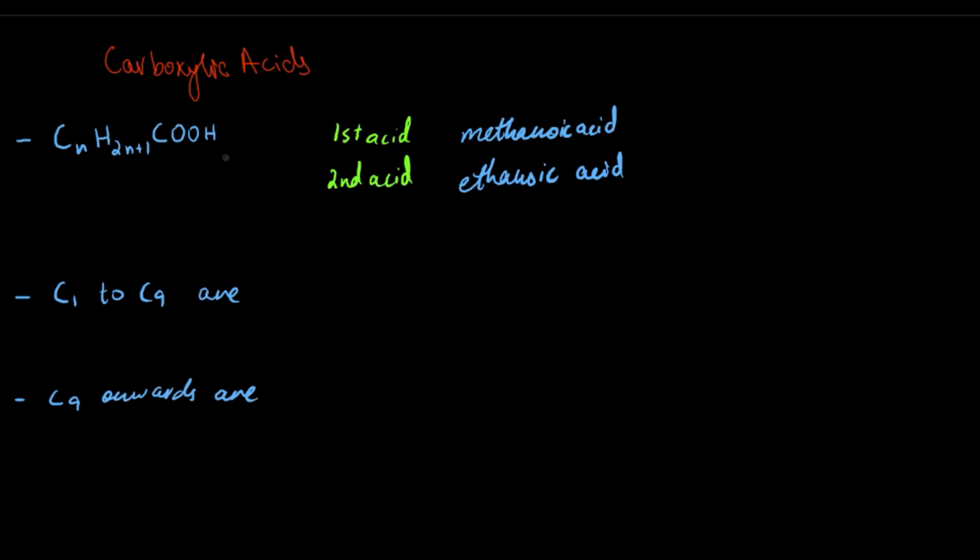To begin with, we should know that the general formula of a carboxylic acid is CnH2n+1COOH. Now, to see how this general formula is applied, the first acid in the series is called methanoic acid, and it is a 1 carbon acid. Its formula is this.